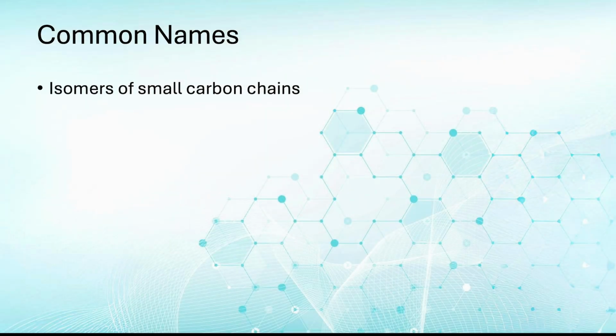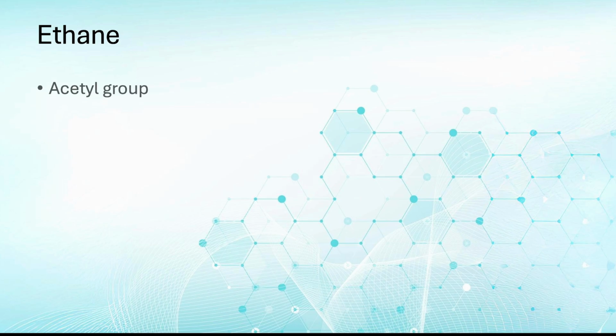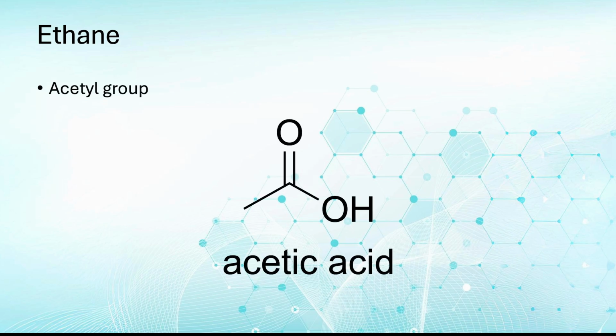For this reason, chemists devised common names for some isomers of small carbon chains, including propane, butane, and pentane. These hydrocarbons take on forms that are seen very often, and so it's important to remember the common name for some of these isomers. Sometimes, especially when part of a more important functional group, ethane is called an acetyl group. For example, this is acetic acid. You don't have to know the IUPAC name of this compound yet, since it's a carboxylic acid, but it's useful to remember what an acetyl group is.